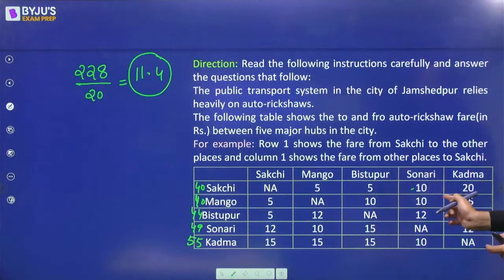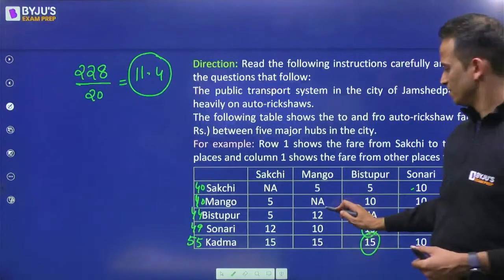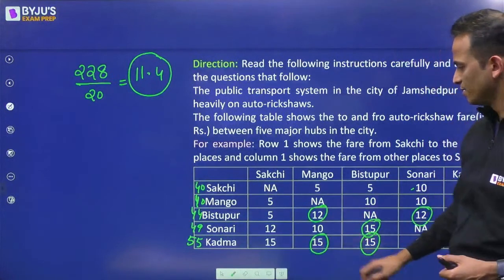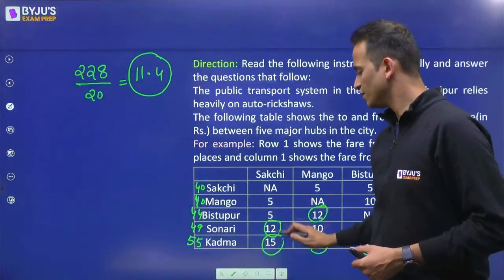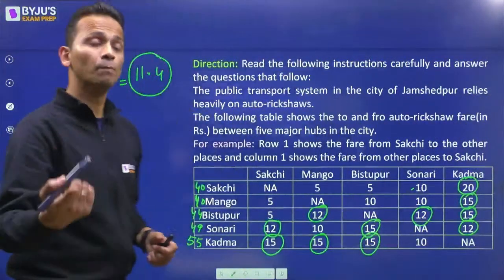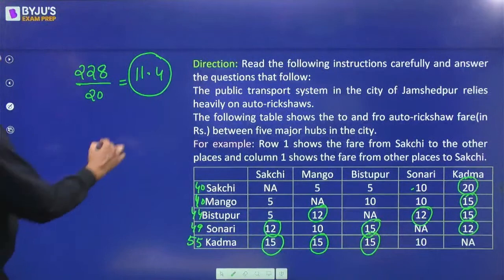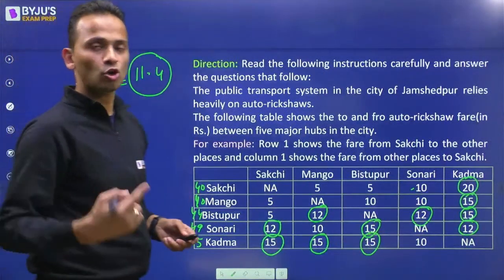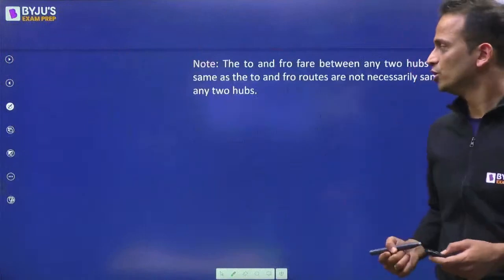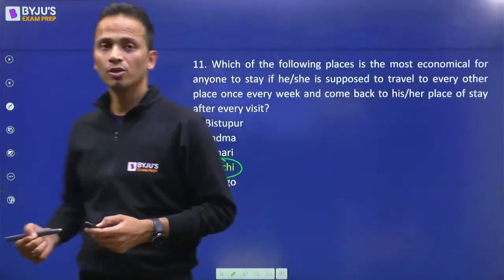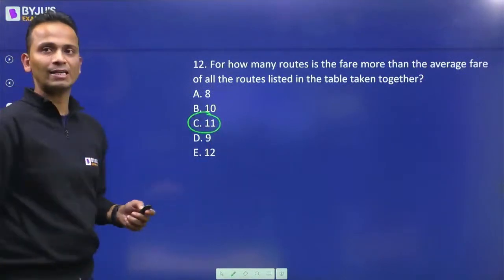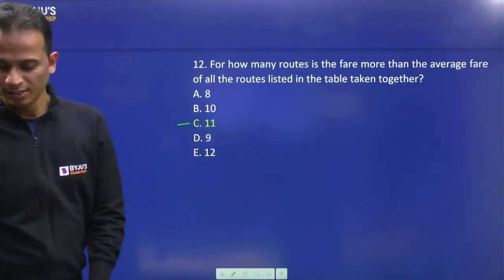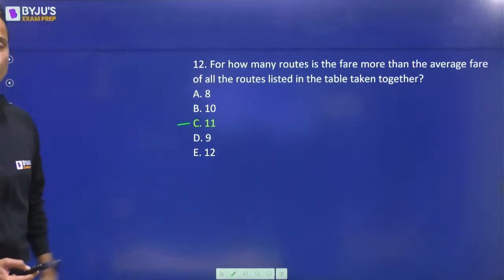Now, how many of them are more than 11.4? Let me mark. 1, 2, 3, 4, 5, 6, 7, 8, 9, 10, and 11. 11 of them are more than 11.4. Okay, so there are 11 routes for which the cost is more than the average cost. So the correct answer of this question will be option C, that is 11. Okay, simple, right? So that was the last question for the day.